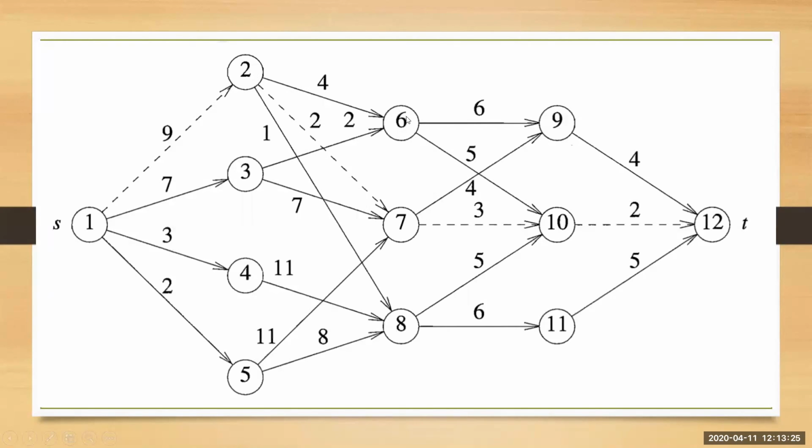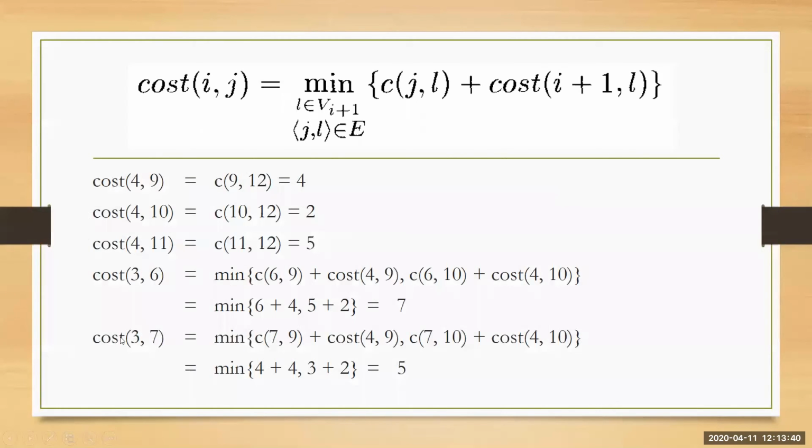So C of 2 comma 6 plus cost of 3 comma 6, because 6 is now in stage number 3. So how to get cost of 6? Cost of 6 you have just calculated in the previous step. So directly you can take cost of 6 as 7 or you can refer to the table. The table contains the cost of 6.